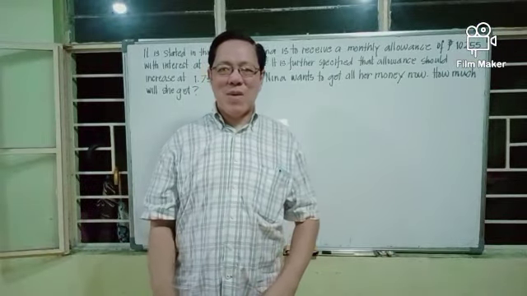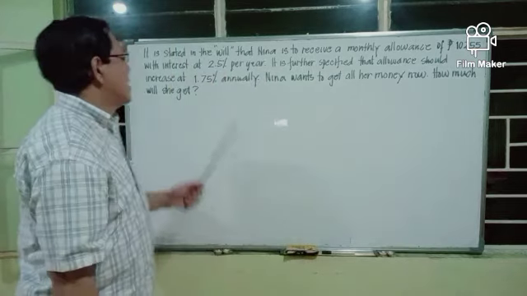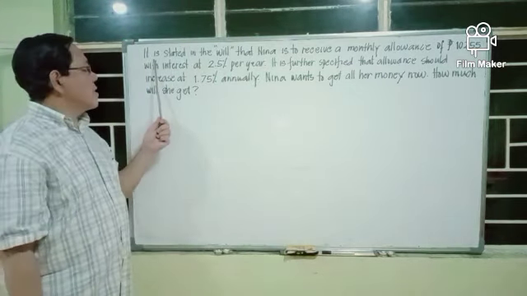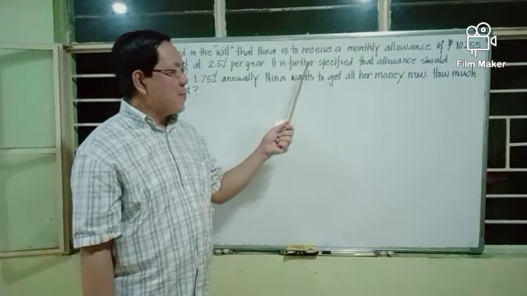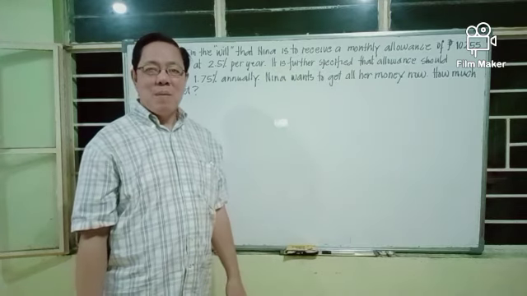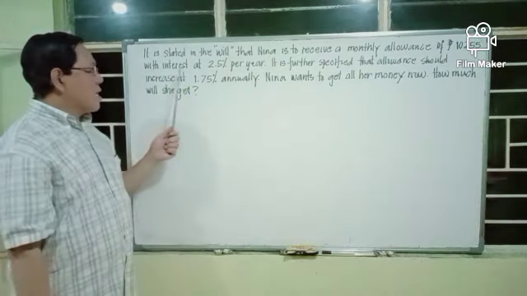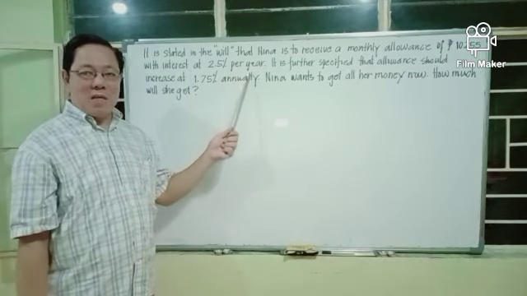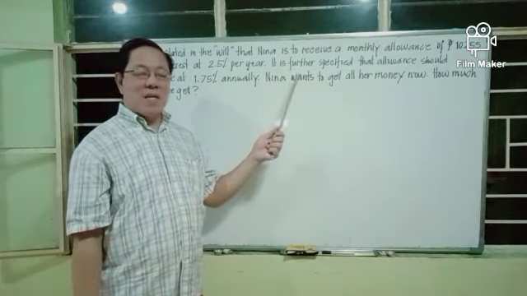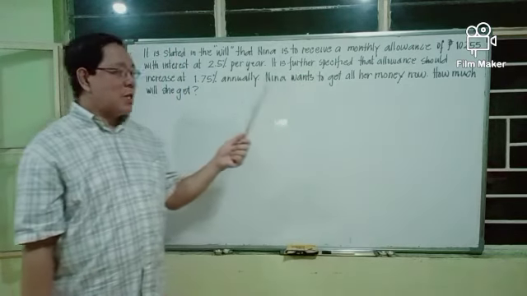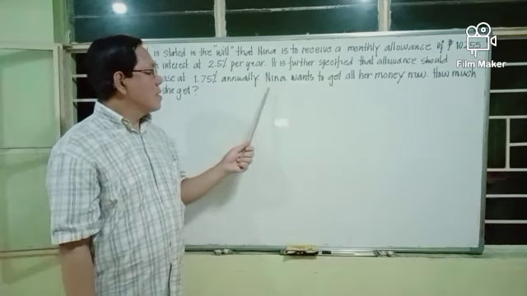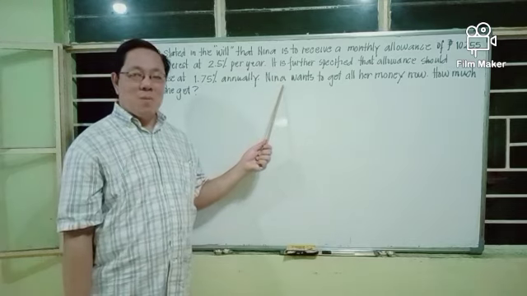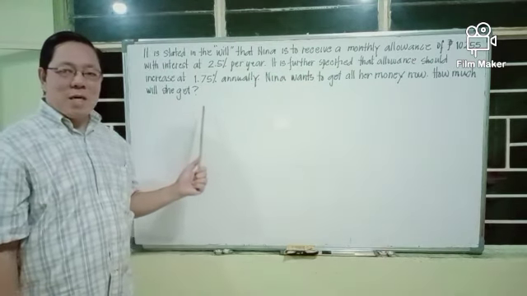For our next example on perpetuity, consider the following problem. It is stated in the will that Nina is to receive a monthly allowance of 10,255 pesos with interest at 2.5% per year. It is further specified that the allowance should increase at 1.75% annually. Nina wants to get all her money now. How much will she get?